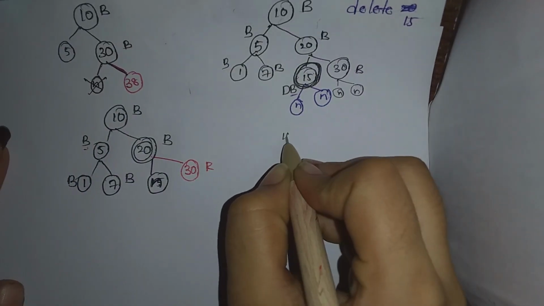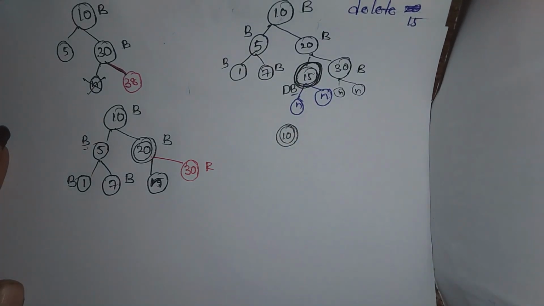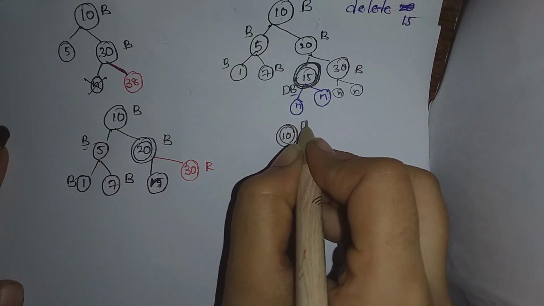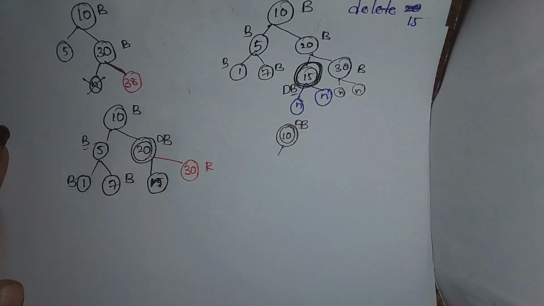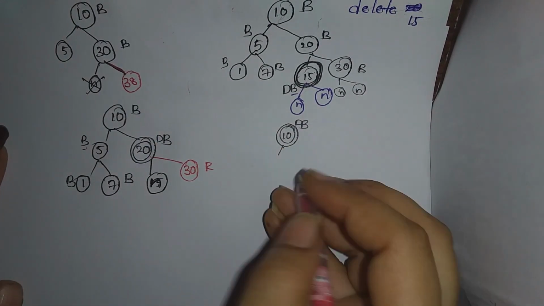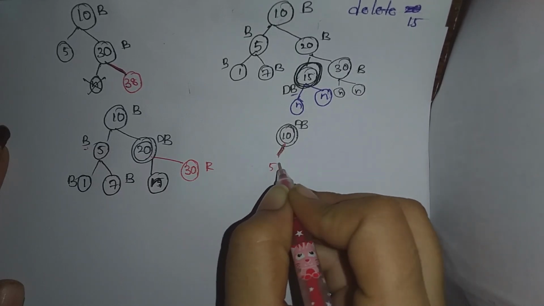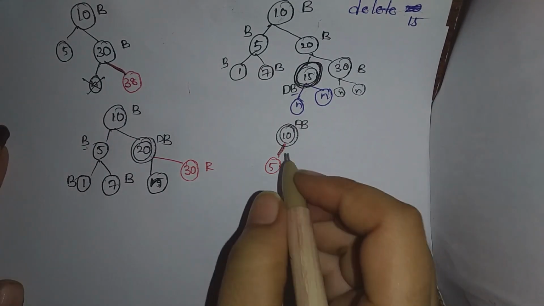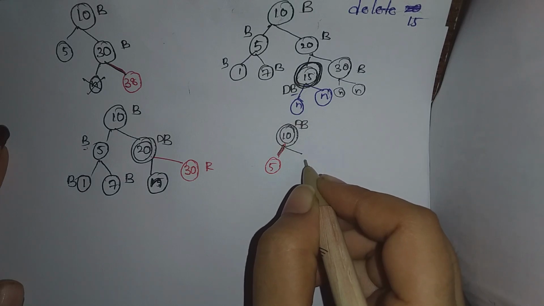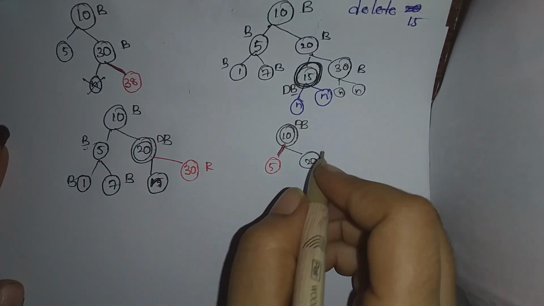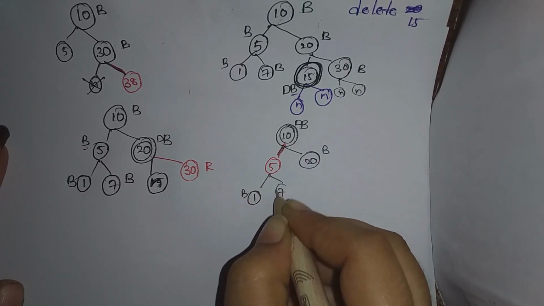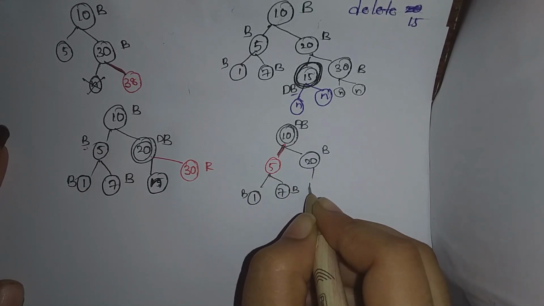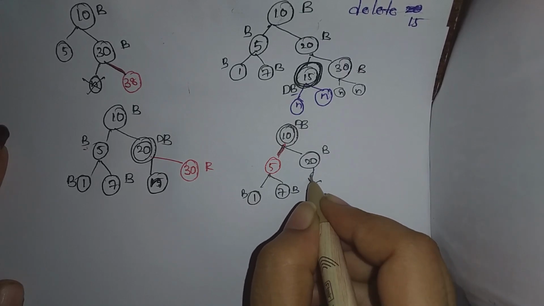The parent becomes double black, and the sibling becomes angry and becomes red, and it becomes single black. What we can do here is delete this nil node.